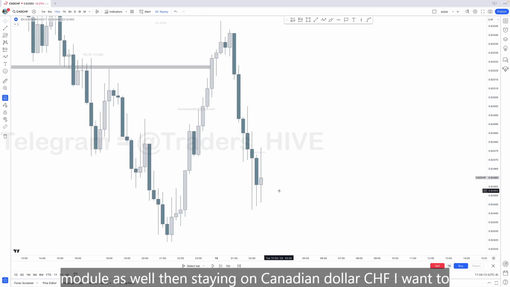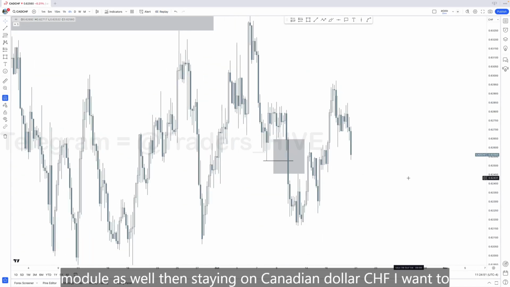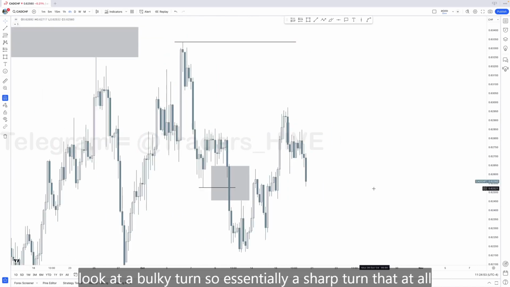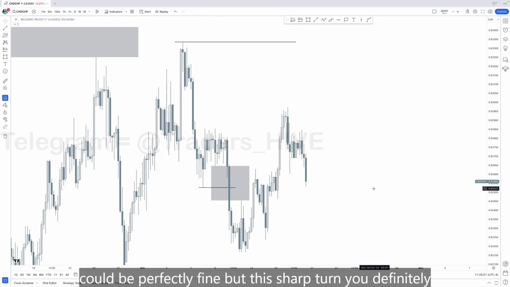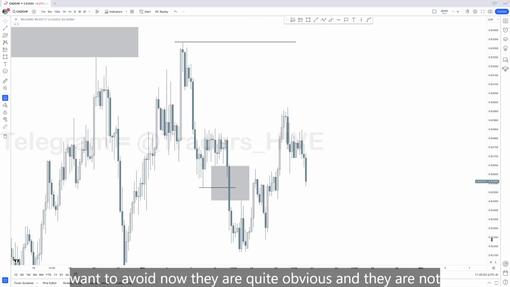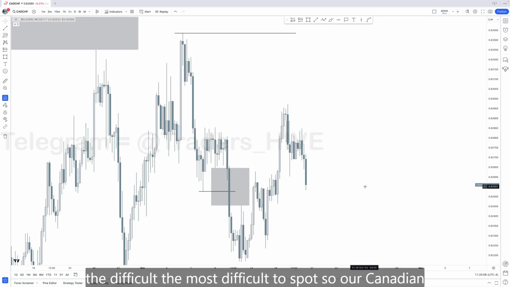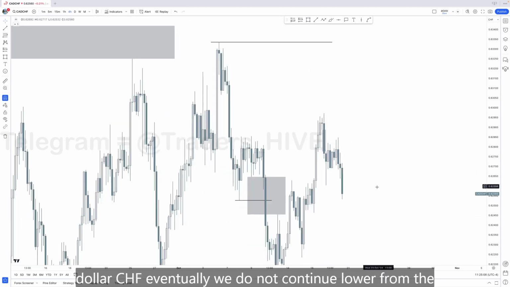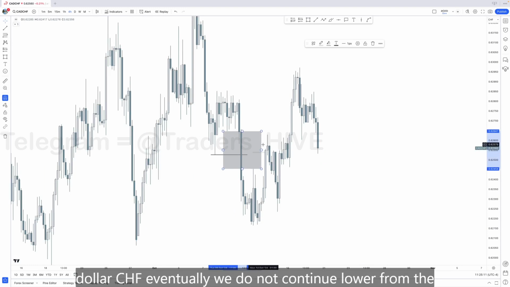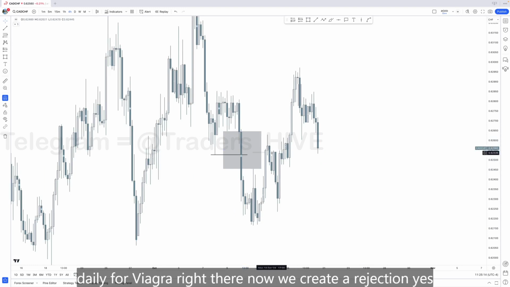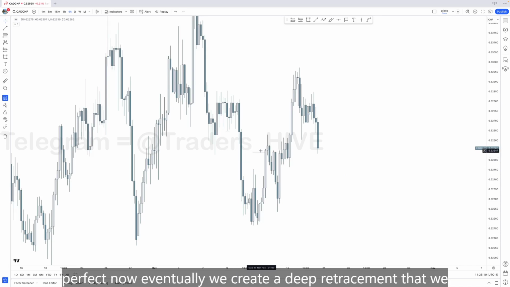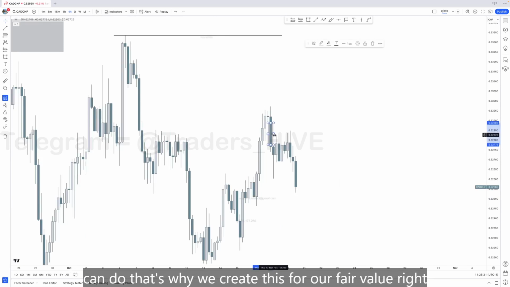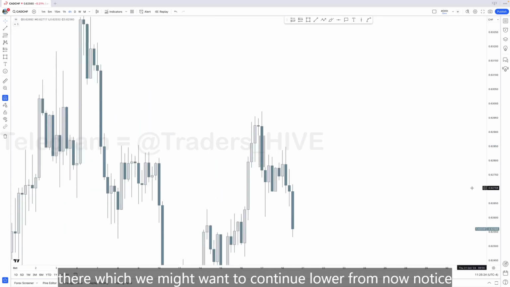Then, staying on Canadian dollar CHF, I want to look at a bulky turn. So essentially a sharp turn that you want to avoid at all times. All the other sharp turns could be perfectly fine, but this sharp turn you definitely want to avoid. They are quite obvious and not the most difficult to spot. So on Canadian dollar CHF, eventually we do not continue lower from the daily fair value gap right there. Now we create a rejection, yes, but we don't follow through all the way to continue lower. Perfect. Now eventually we create a deep retracement. We create this 4-hour fair value gap right there, which we might want to continue lower from.